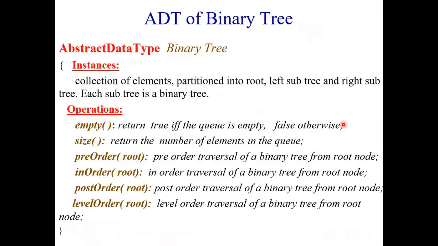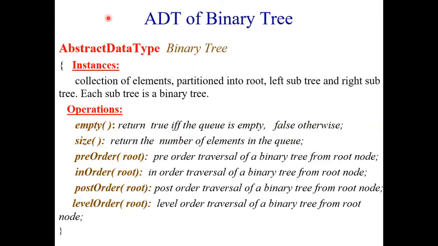Next comes the ADT of this binary tree. I think you are familiar with how to represent the ADT of this binary tree. First, instances: a collection of elements partitioned into root, left subtree, right subtree. Each subtree is a binary tree. And coming to operations, we have empty operation. Empty checks whether the tree is empty or not. If it is true, it returns true. If it is false, it returns false. Size always returns the size of the tree. Next, we have pre-order traversal, in-order traversal, post-order traversal, and level-order traversal.